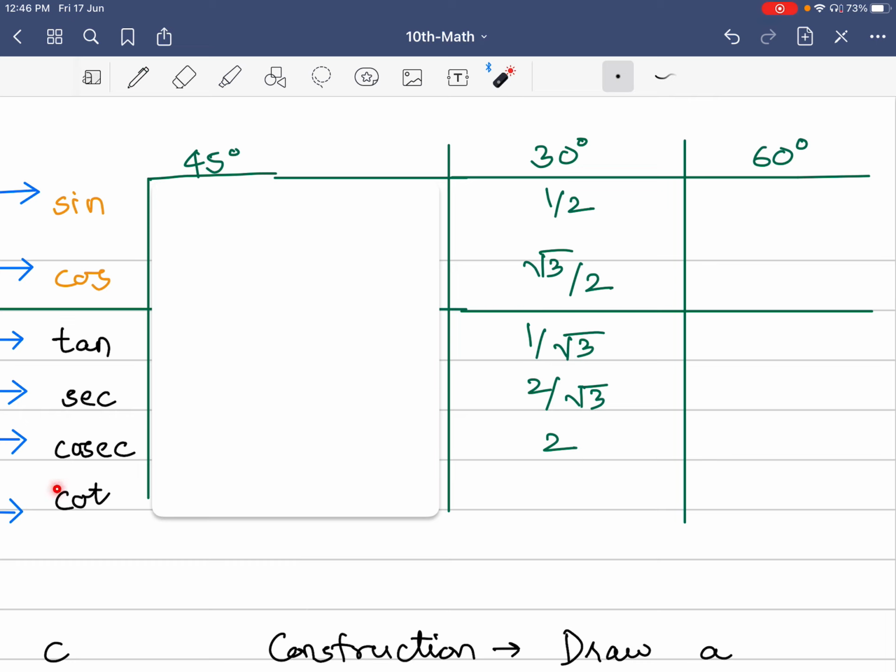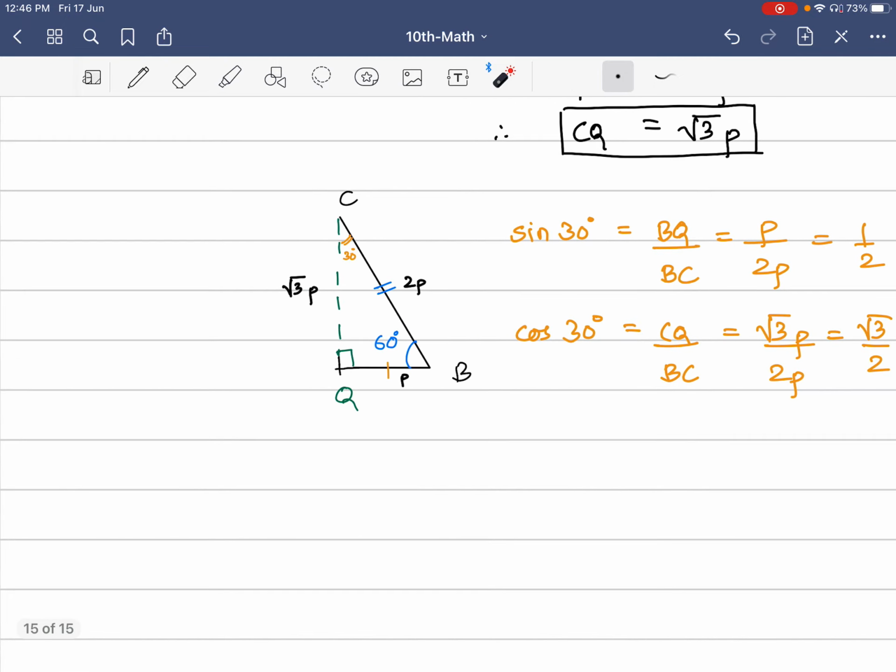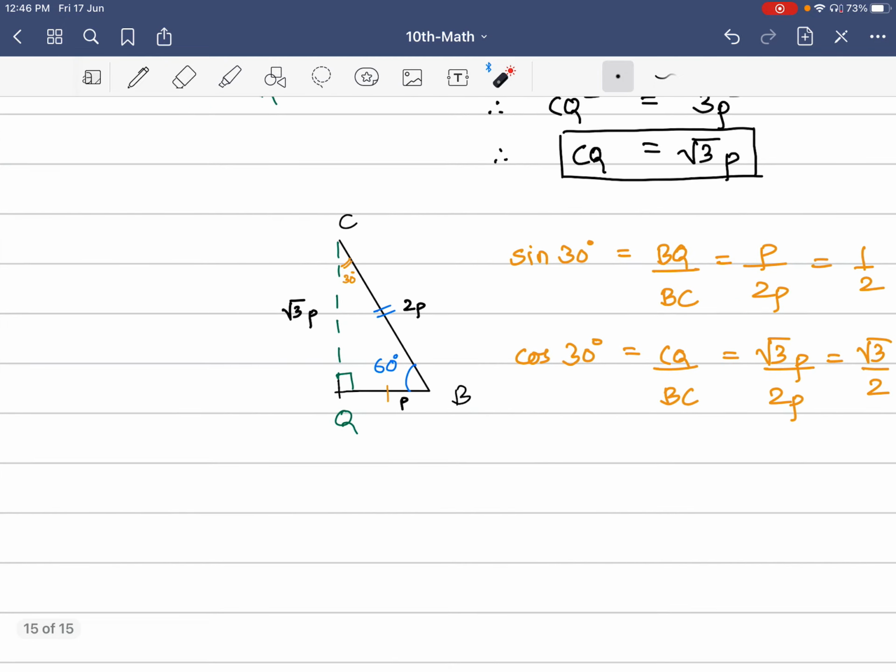And cot 30 is the reciprocal of tan 30. Tan 30 is 1 by root 3, so this is going to be root 3. Thus, for the specific angle 30 degree, we have found all the 6 trigonometric ratios. Now let's continue with 60 degree. Again, let's go back to that triangle that we have. Yes, this is the triangle.